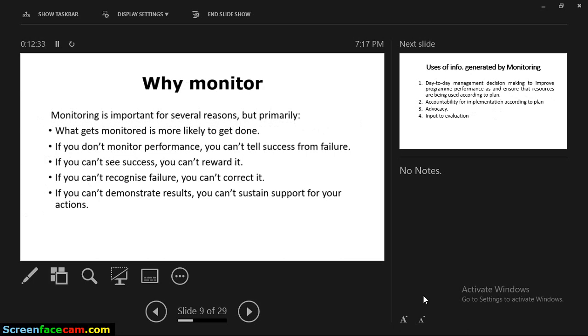Then the question would be, why should we monitor whatever we are doing? Can we please discuss just for about 2 minutes? Why should we monitor whatever we are doing as a project? Why should we monitor our resources? Why should we monitor our activities? And why should, yes sir?